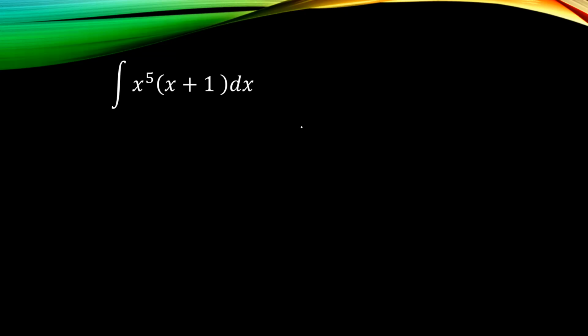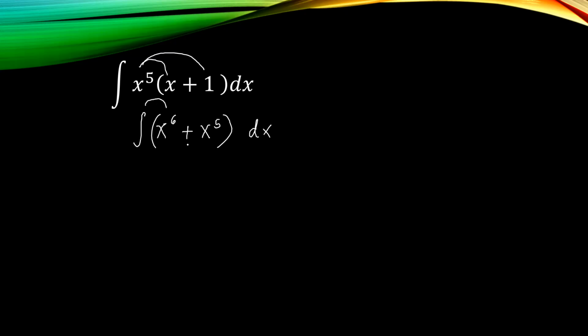So what's the right thing to do? What we do is simply multiply this using the distributive property. So what we'll have is the integral of x to the 6 plus x to the 5th. That way we can integrate this since this is a sum. The integral of a sum is equal to the sum of the two integrals, so we can integrate this one by one.